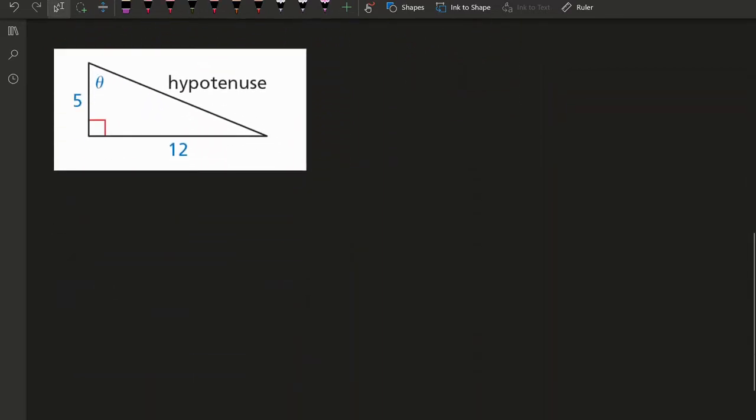So, first example, let's find all 6 of the trigonometric ratios for this triangle. So the first thing is, I know 5 and 12, but I don't know what the hypotenuse is. And hopefully the first thing that you think of is that's a right triangle. I can find the hypotenuse using the Pythagorean theorem.